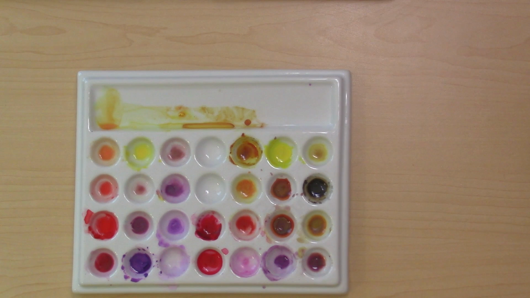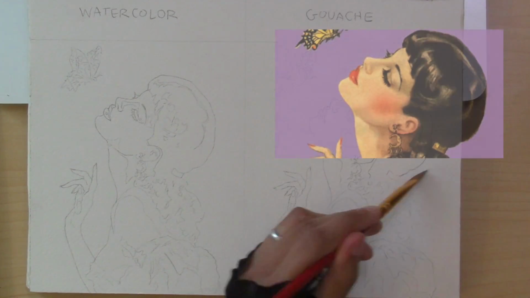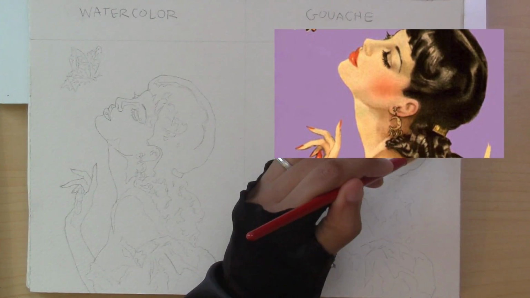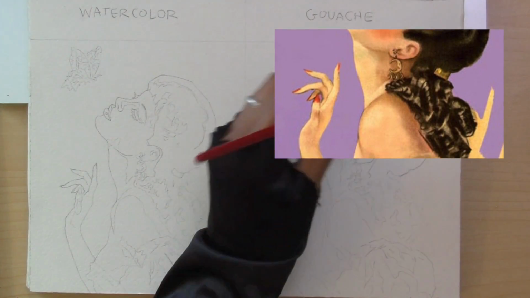Having a limited palette of colors will ensure color harmony and prevent any jarring color placement. I'm all set to paint. A minimal sketch of the Henry Clive pastel painting I'm using as a study for this video has been drawn lightly on the paper. Keep the drawing light and simple.